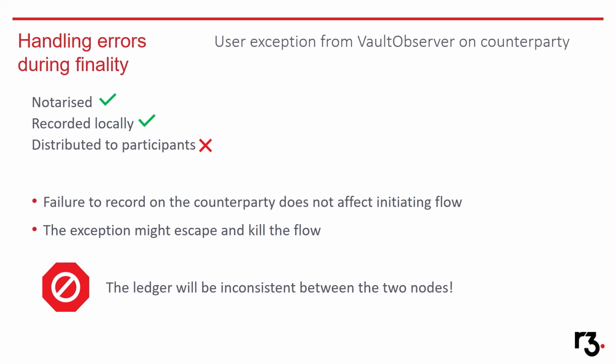So similar problem again. And on top of this, the initiating party also doesn't get notified this has happened. So we have no indication on the initiating side that we actually lost the state. It's just gone, and no one knows. If you don't know about this and don't carefully look at the log files, it's very hard to figure out where it's actually gone, why it's disappeared. So again, don't do this. Don't throw user exceptions from vault observers.